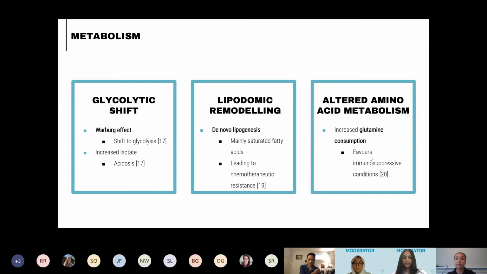The Warburg effect is a hallmark of cancer metabolism that occurs when cancer cells shift to anaerobic glycolysis, resulting in a significant buildup of lactate and subsequent acidosis. Lipidomic remodeling includes the de novo lipogenesis of higher quantities of saturated fatty acids, which allows the tumor to be more resistant to chemotherapies. Lastly, tumor cells exhibit a higher consumption of the amino acid glutamine, which has been shown to favor immunosuppression.